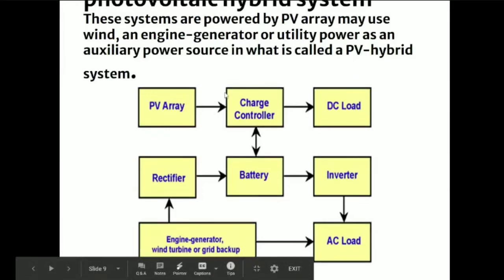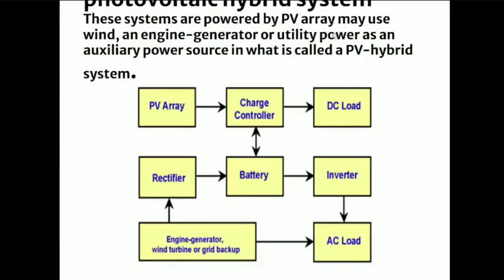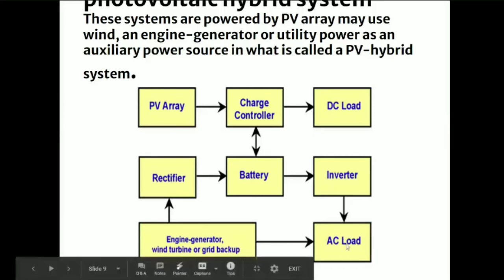Now we shall see the hybrid system also. These systems are powered by PV array and may use wind or engine generator or utility power as auxiliary power source in what is called a PV hybrid system. So in general we will be having a PV array, then charge controller, then DC loads can be driven using that. If there is excess generation, we can have the battery and we can store it. So whenever we have to drive a DC load, from the battery we can avail the power and supply to the DC load. If we are having AC loads, from the battery we can provide power to the inverter, get the power inverted to AC and drive AC loads.